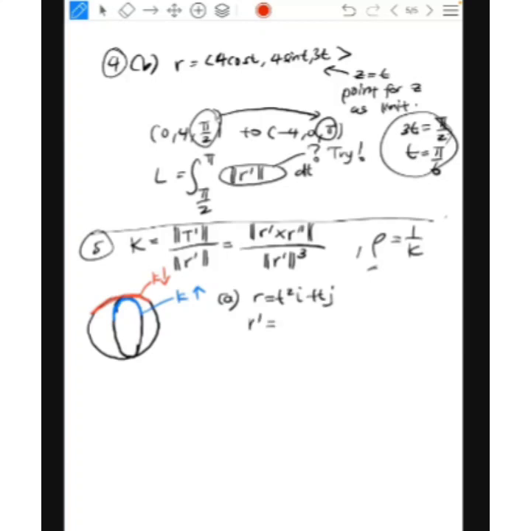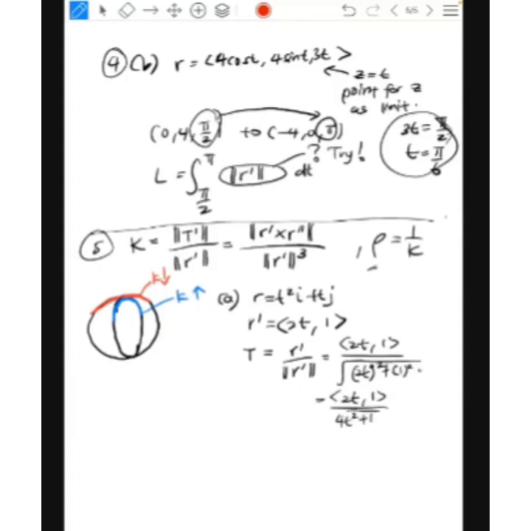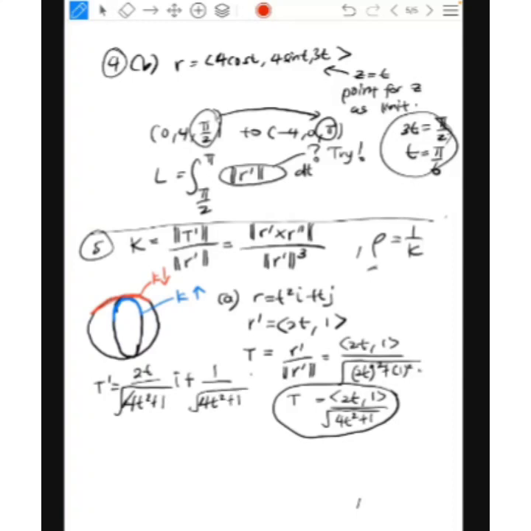So R prime is equals to 2T, and then T is equals to R prime which is 2T plus... okay, and then the T prime actually we have to differentiate this one, which is tedious, because the 2T over 4T squared plus 1 I plus 1 over 4T squared plus 1 J. This is not yet T squared.